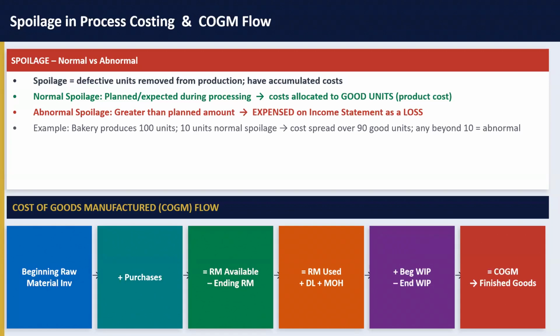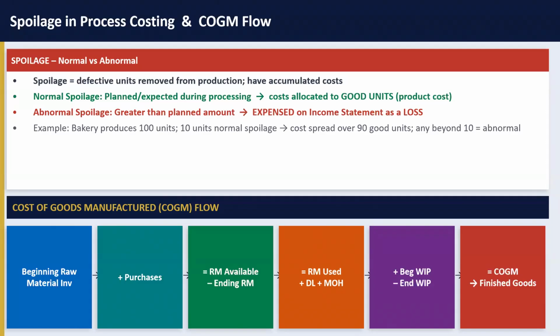Now, if this spoilage occurs, how do we treat it? So spoilage is nothing but the defective units removed from the production, and they already have some accumulated costs. So now how do we account for this? There are two types of spoilage, normal spoilage and abnormal spoilage. Normal spoilage is the normal course of spoilage that happens. The best example is oil refineries. Whenever oil is being transported, it's normal that 3 to 5% of oil will be wasted in the course of transportation. You can't avoid it. So the spoilage that you can't avoid, that is normal spoilage.